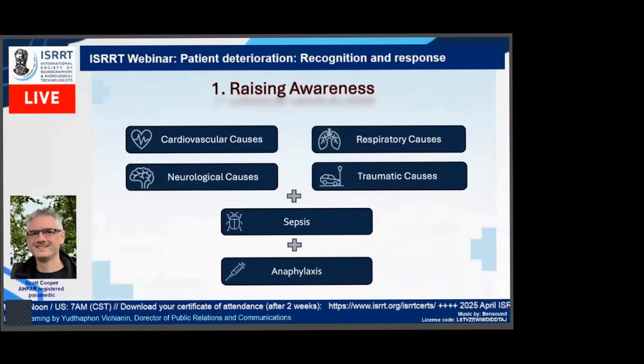So exploring the first one of raising awareness, we can break it down into specific areas of deterioration or causes, looking at cardiovascular, respiratory, neurological, traumatic, and also exploring some of the risks of sepsis and anaphylaxis, which is obviously a current topic, with sepsis being one of the primary causes of deterioration in hospitals. And anaphylaxis is also very prudent with MRPs administering agents that can initiate anaphylactic reactions.